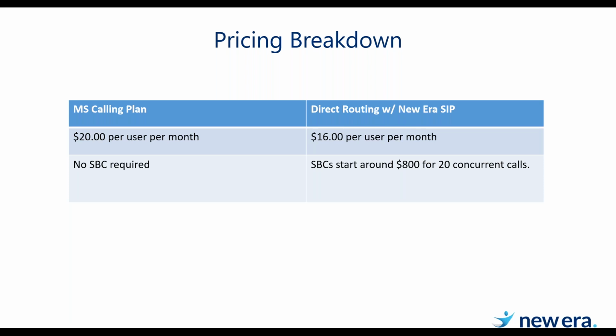If you go the direct routing method, or if you do the direct routing with New Era with SIP as a service, it's $16 per user per month. That's $8 for the telephony license, then $8 for the PSTN calling. And session border controllers are modestly priced, all things considered. You can get a starter level SBC for about $800 that'll handle 20 concurrent calls. So pretty cost effective, actually.